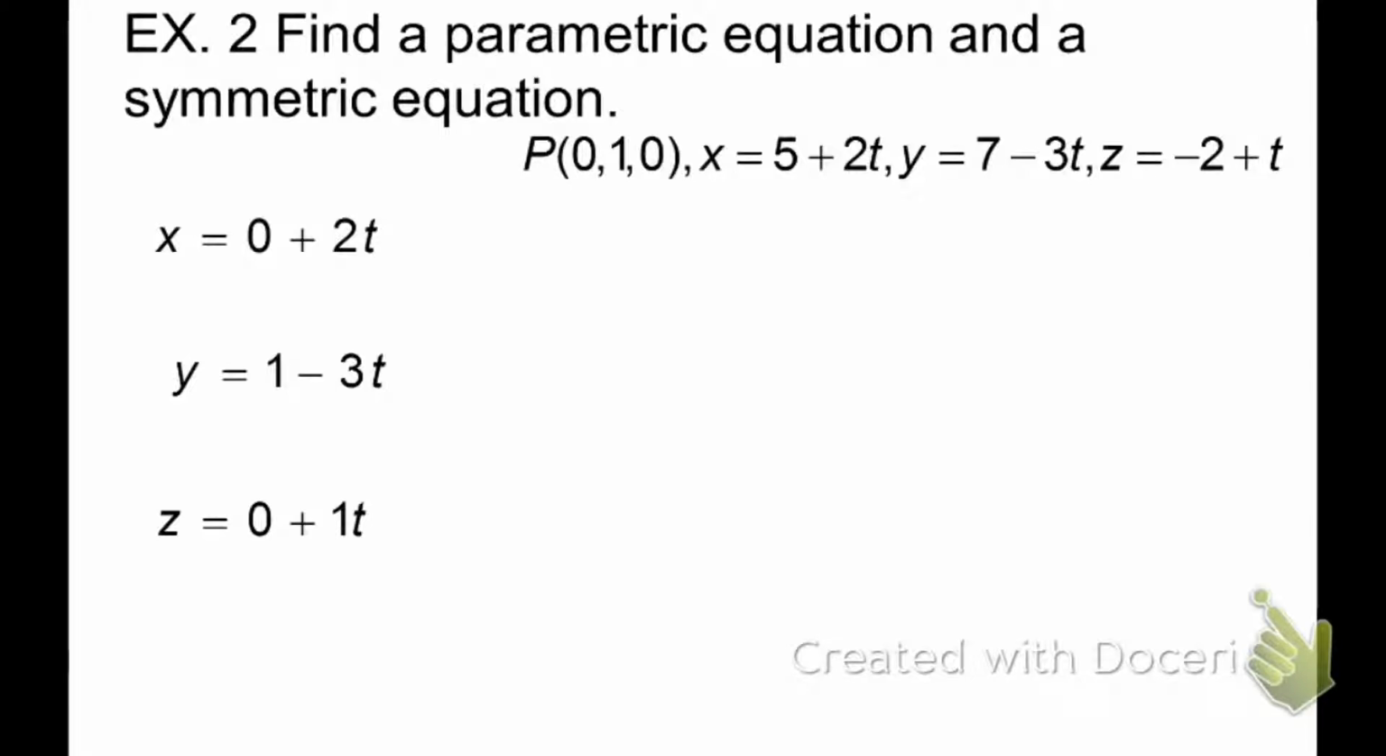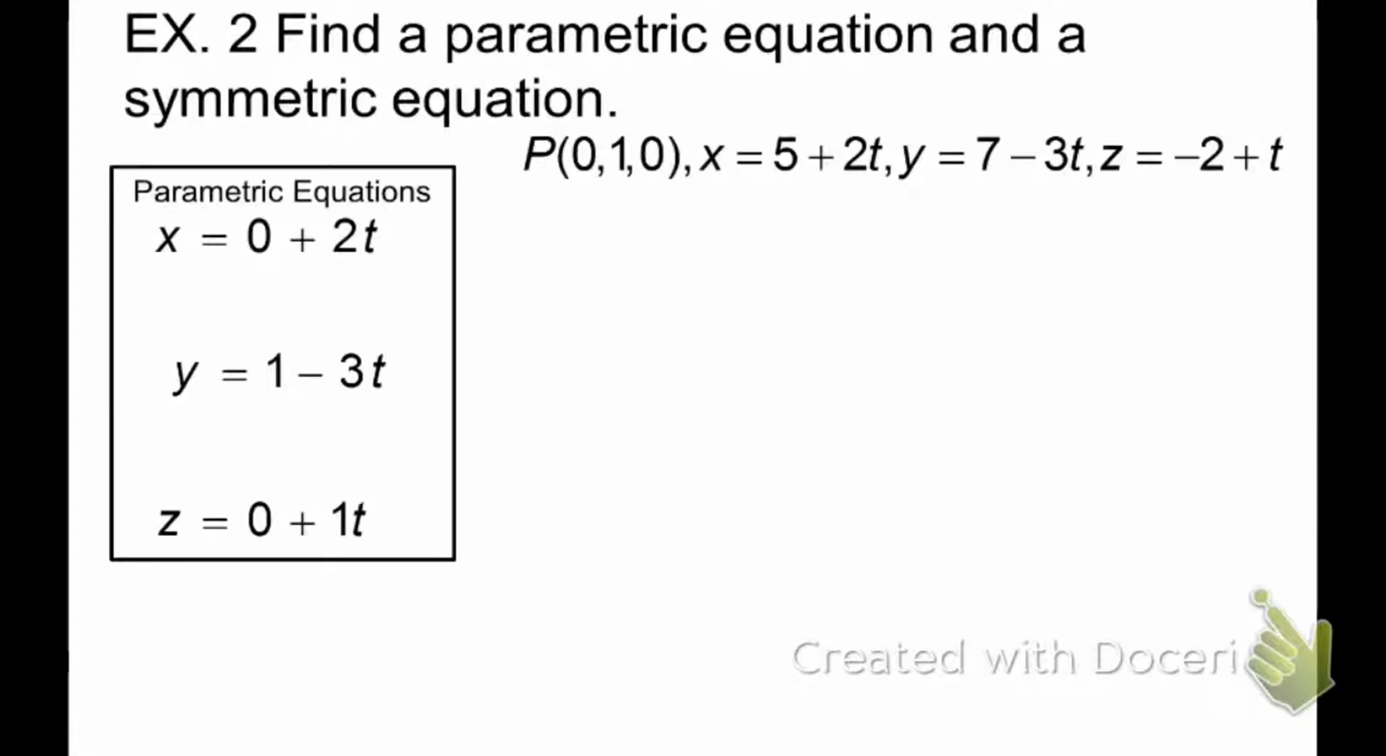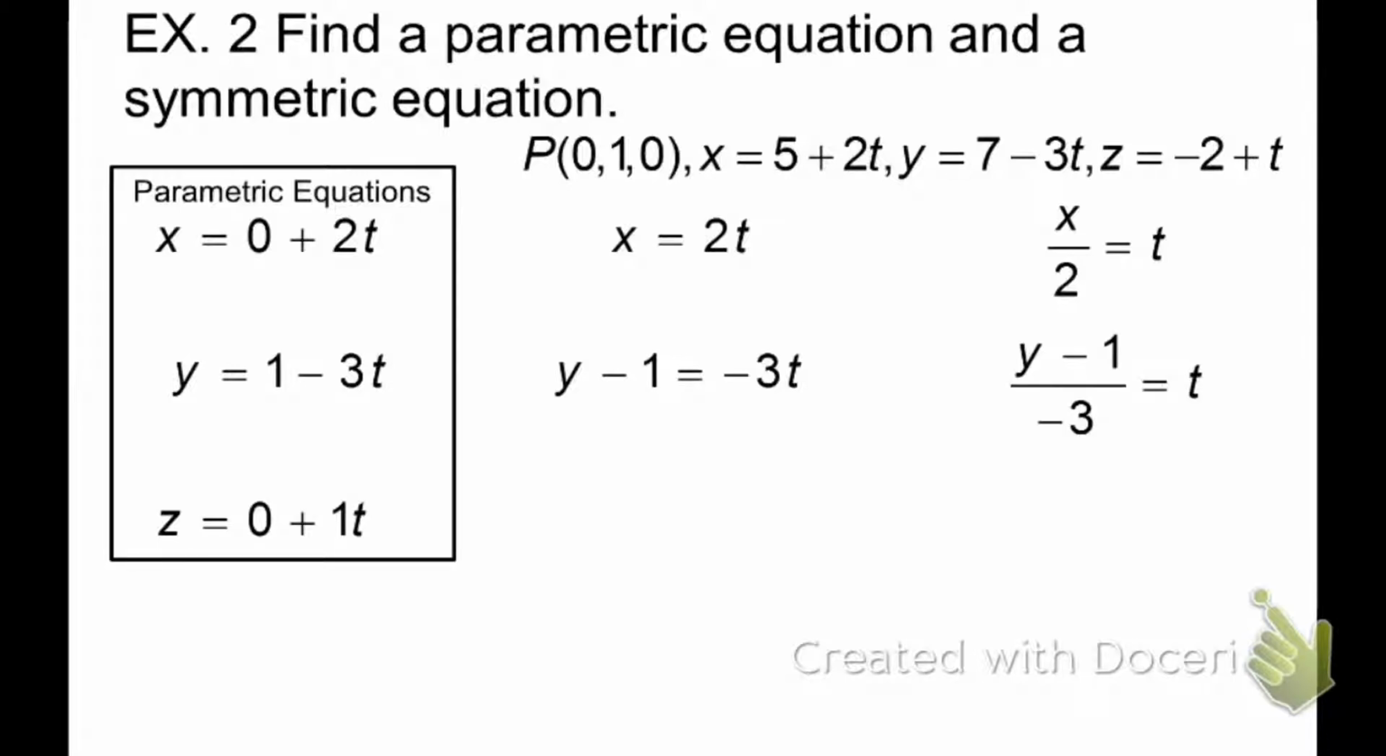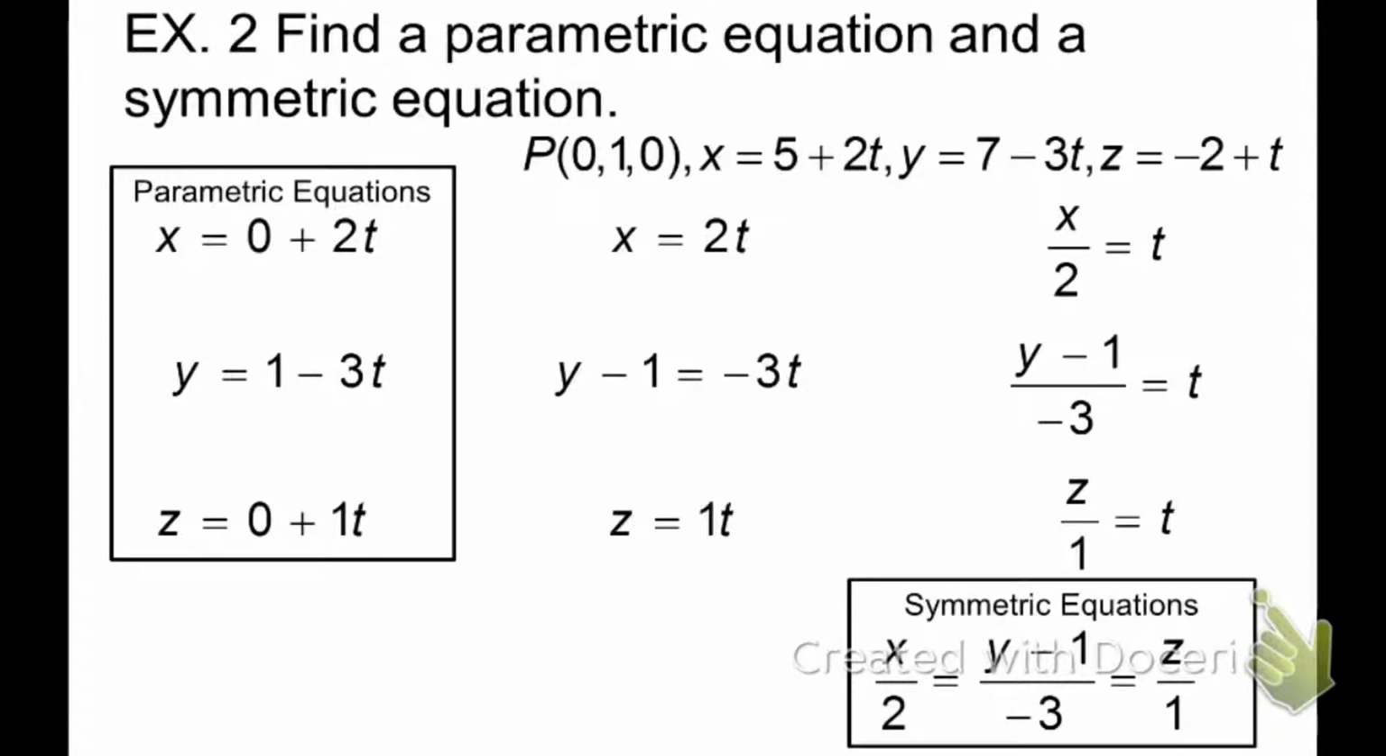Now I'm going to solve each equation for t. So x equals 2t, and then divide by 2, so t equals x over 2. y minus 1 equals negative 3t, so (y minus 1) divided by negative 3 equals t. z equals 1t, which is the same as z divided by 1 equals t, or just t equals z. Same thing here, all three equations equal t, so I can set one equal to the other, and these are the symmetric equations.